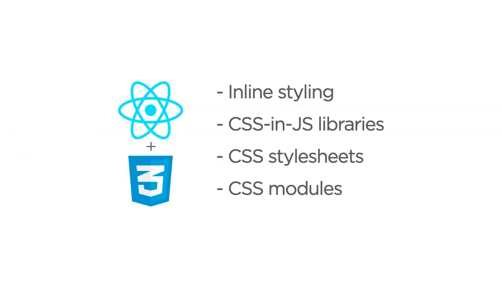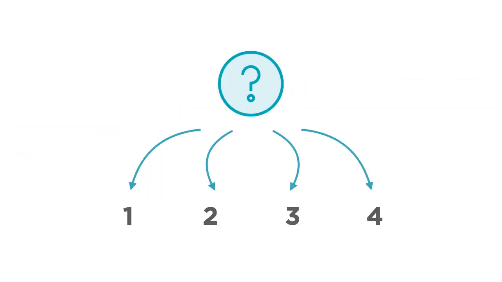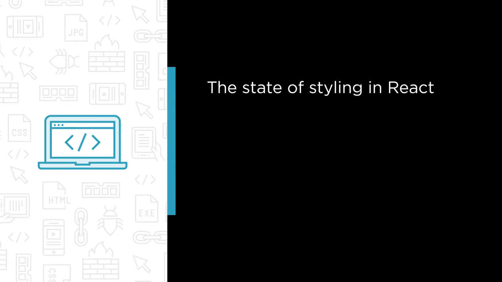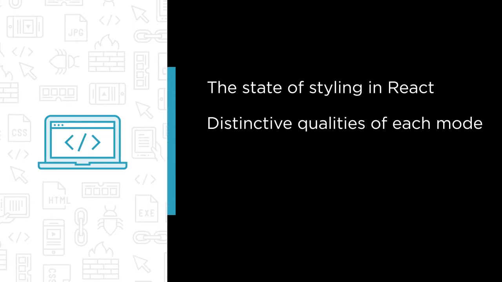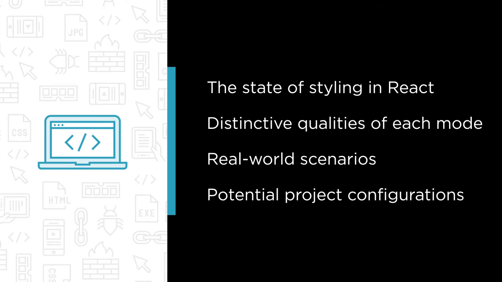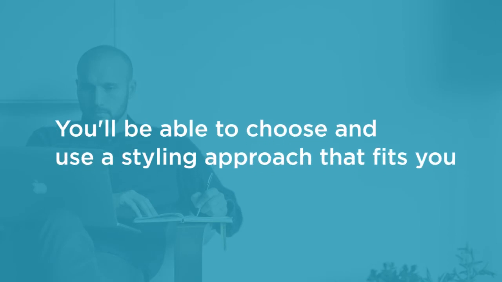In this course, we'll learn different strategies to connect CSS styles to our React components. It'll be fun to try them out and compare them. Some of the major topics we'll cover include the state of styling in React, the distinctive qualities of each mode of styling, real-world scenarios that will come up in your styling of React components, and potential project configurations that will support this styling. By the end of the course, you'll be able to choose and use styling approaches that fit you and your next React project.